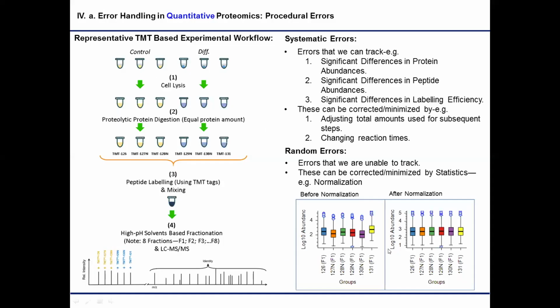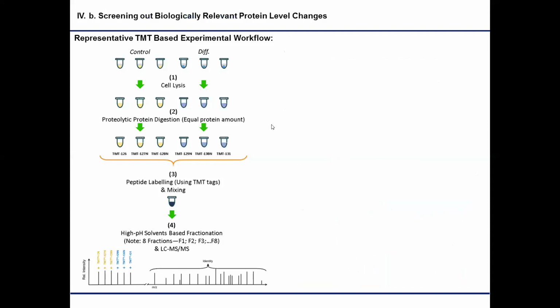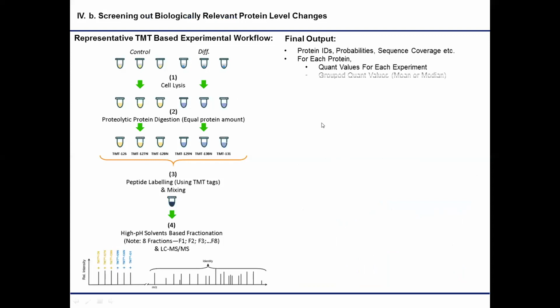Then after getting all this normalization and correcting the systematic errors, what is the final output that we get? So the final output is basically protein IDs, probabilities, the sequence coverage, etc. And for each protein, we get quant values for each experiment and for each peptide as well. And we also can get grouped quantitation values.